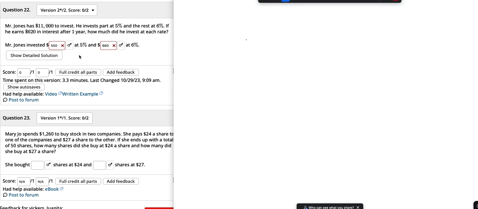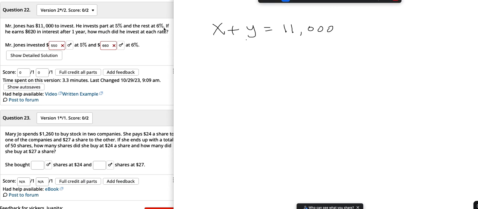Okay, so here's the current iteration of that problem. Mr. Jones has $11,000 to invest. So there's going to be two accounts. He's going to have some amount of money in the first account, and then some amount of money in the second account. And when you add those two together, they're going to make $11,000.